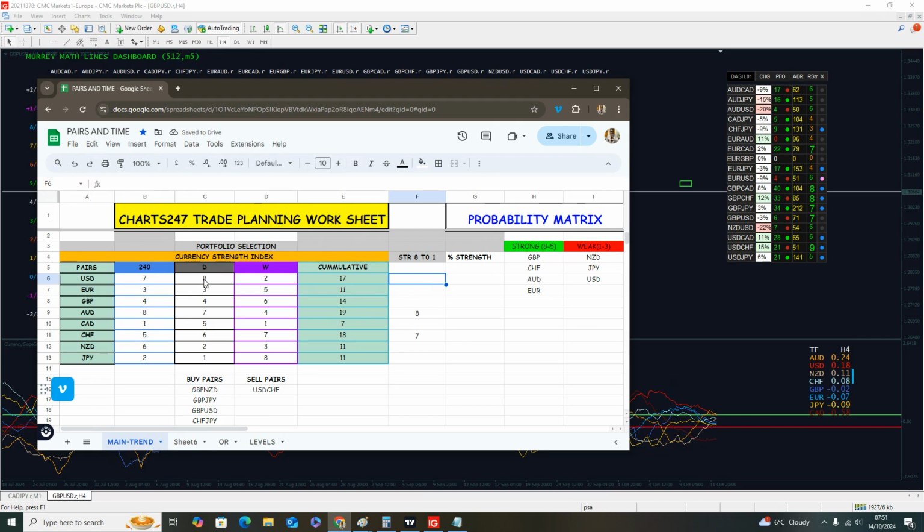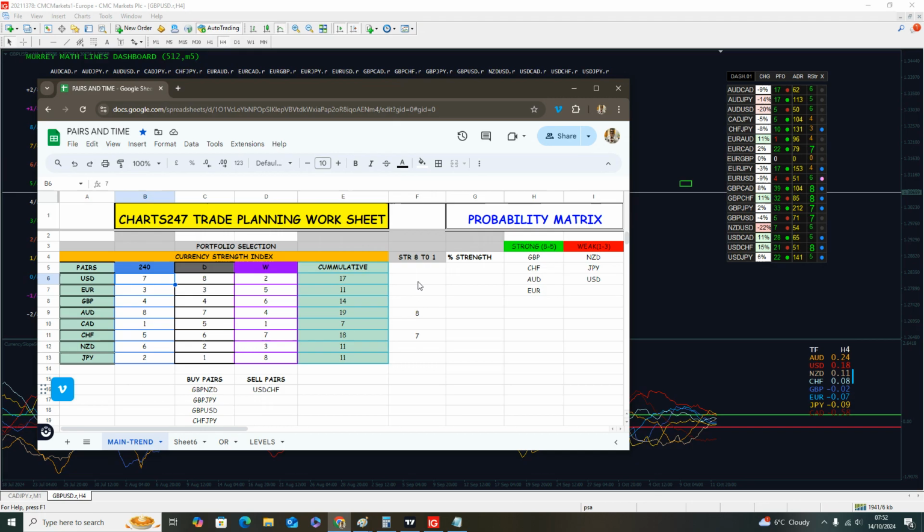But this is another thing we have to think about. The US dollar is strong, but the underlying strength is not that strong. You can see the dollar is 2 on the weekly chart, but 8 and 7. So that could be the beginning of a turnaround, and also it could just be a pullback. All this information is there for you to make use of.